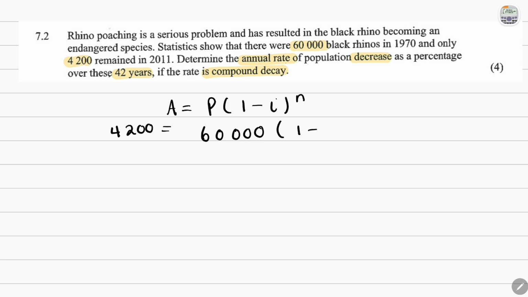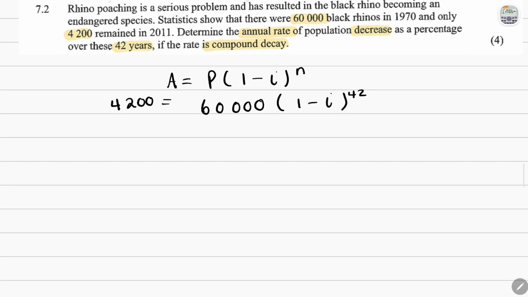But do you notice that they said determine the annual rate? So this is not compounded monthly or anything like that. The annual rate, okay? We want to see that decrease per year. So we can simply say I and then raise to the power of how many years are we looking at? They even told us the years. They didn't even make us calculate it. They said over these 42 years. So raise to the power of 42. So all we have to do is solve for I.